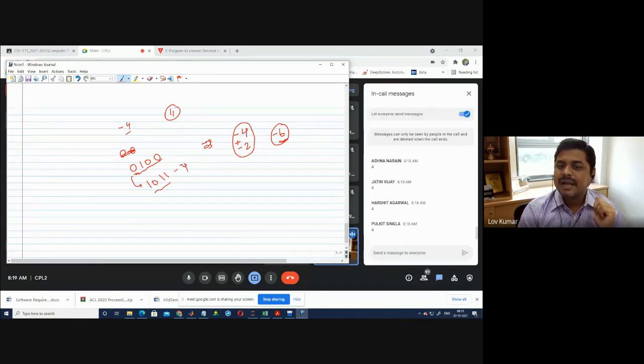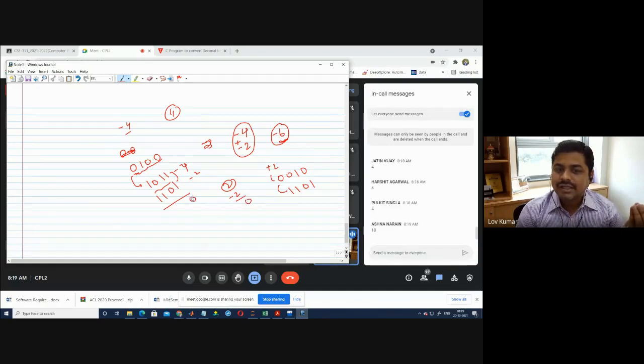Now again, we are going to write minus 2. First, we write plus 2: 0 0 1 0. What is the 1s complement? 1 1 0 1. This is your representation. Now we'll find the summation. 1 plus 1, what is the summation? 2. We cannot write 2 in binary format, so we subtract the base: 2 minus 2 is 0, so we write 0 and carry 1. 1 plus 1, again 0, carry 1. 1 plus 1, again 0, carry 1. 1 plus 1 plus 1 gives 1 with an extra carry 1. So what value are we getting here?